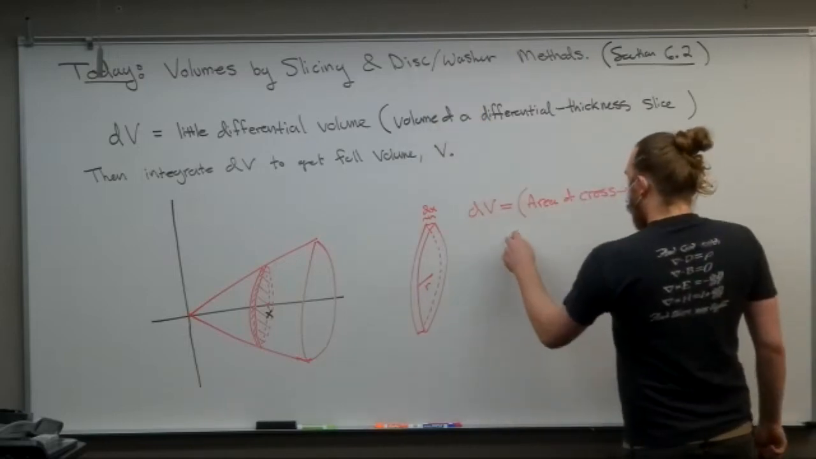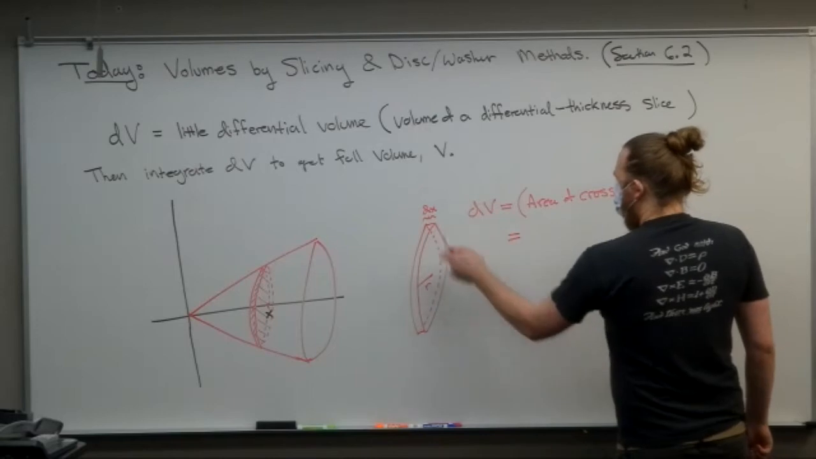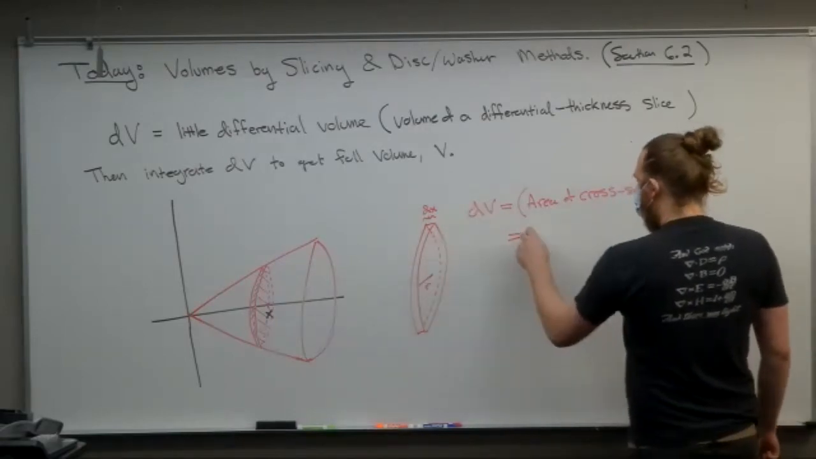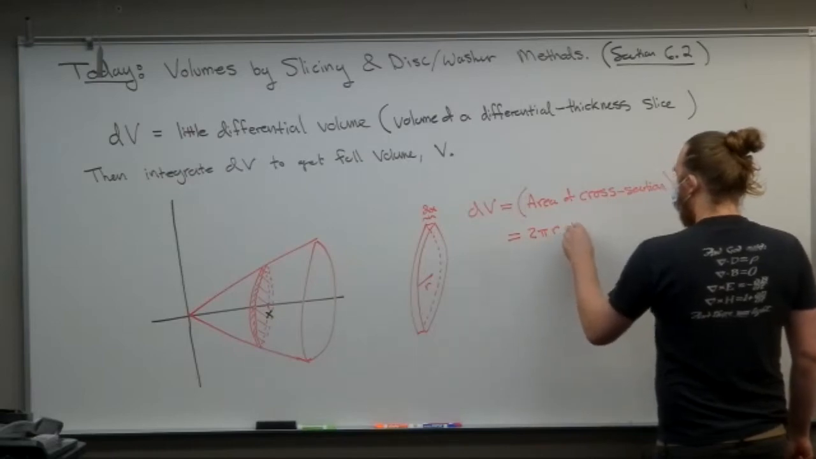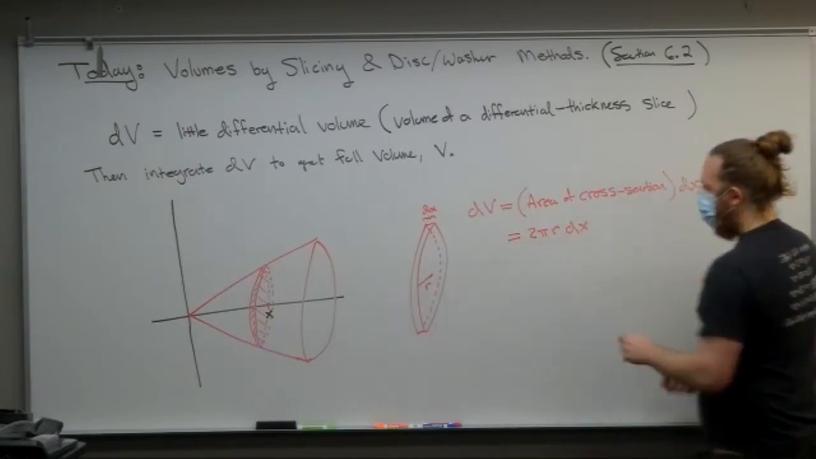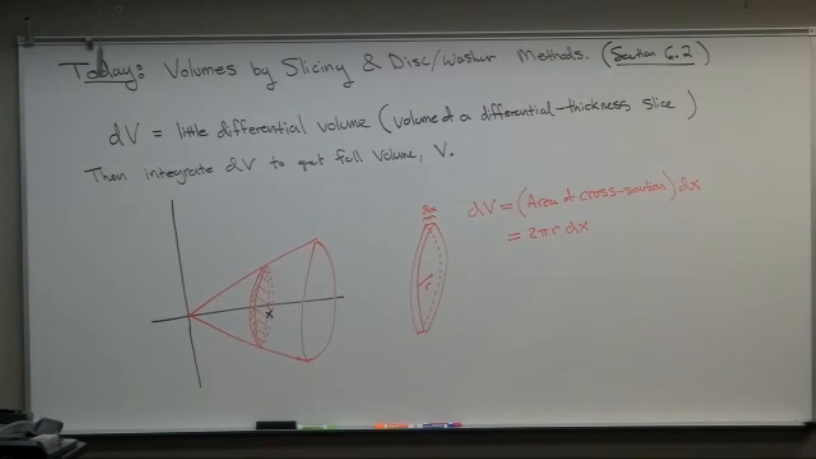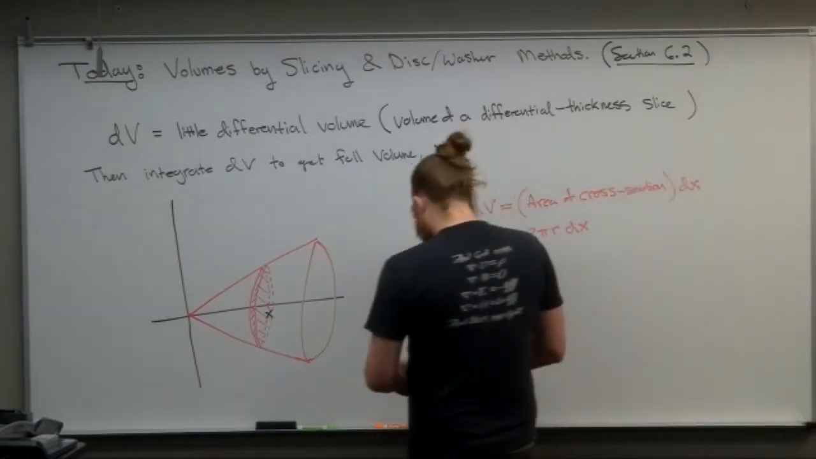So here, the area of that cross section, since this is circular, would be 2 pi times the radius. This would be 2 pi r times dx. And if I want to actually solve this problem and find the volume of this cone, obviously I need to give it some dimensions. I haven't told you the height of the cone or anything like that. Let's do that, and let's do it in full generality.